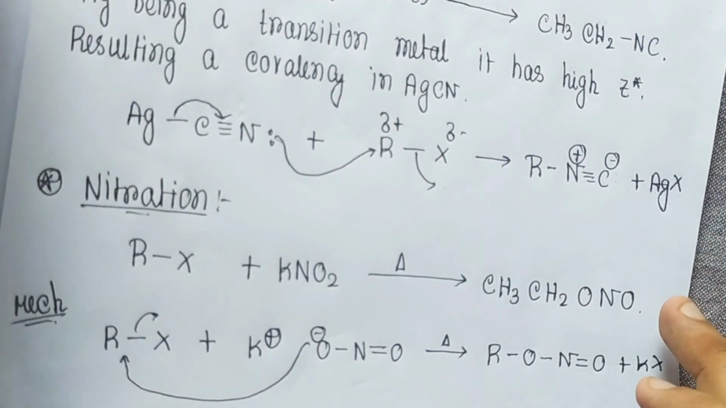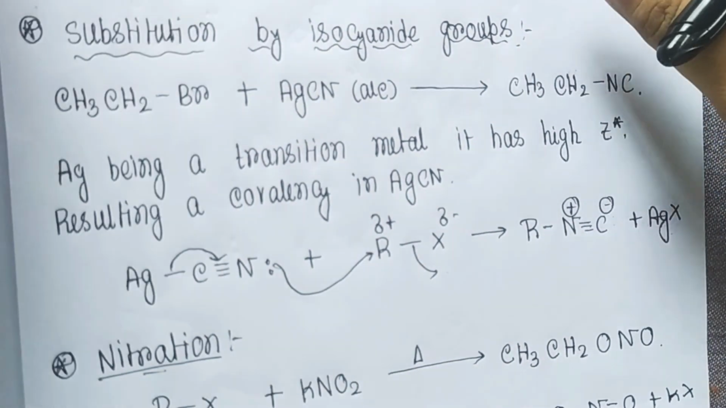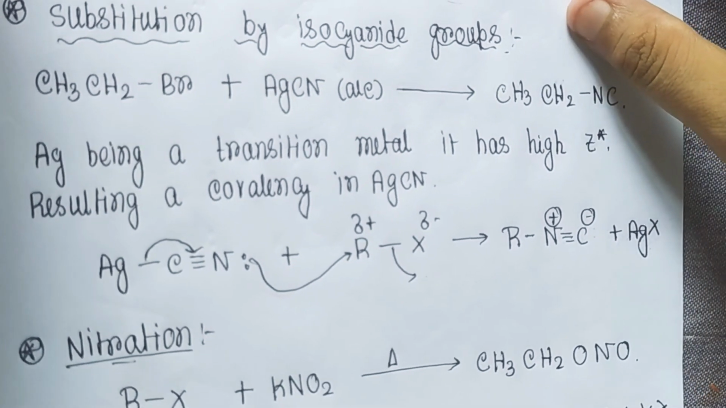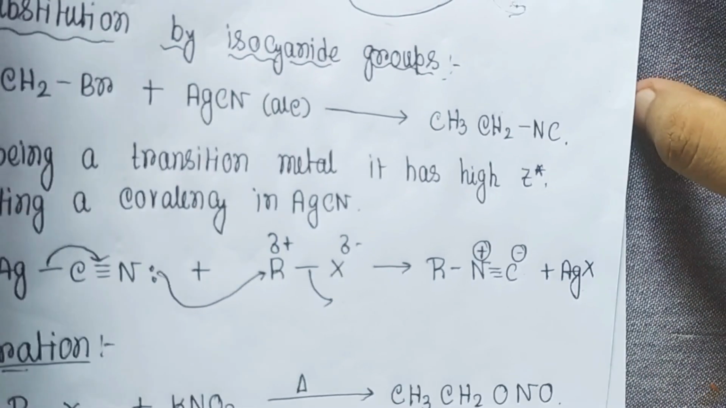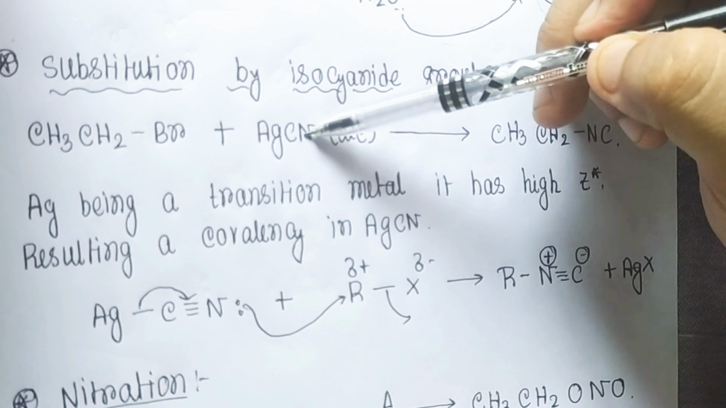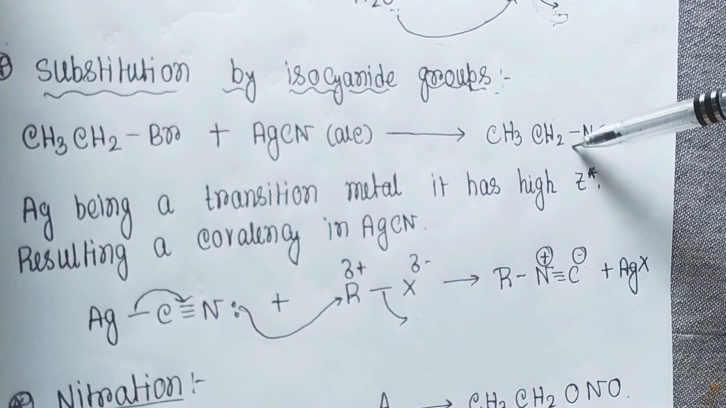Okay. Now, if we are done with this, the next part is substitution by isocyanide groups. So what is the isocyanide group? The NC, right? We have learned about substitution by CN. Now we are going to learn about the substitution by isocyanide. So if you put AgCN instead of KCN, you would get this isocyanide. So how is this happening?